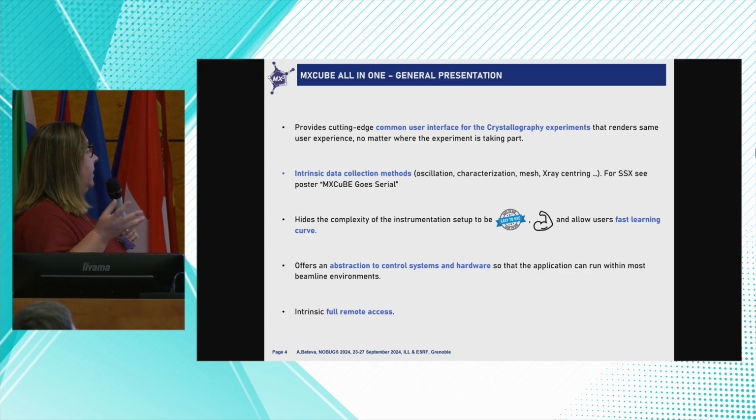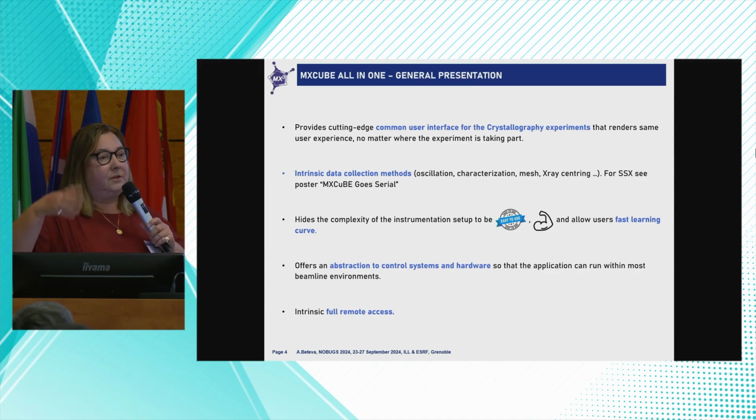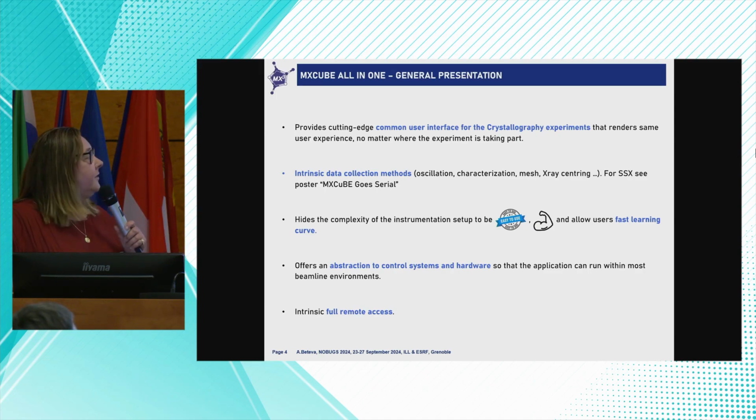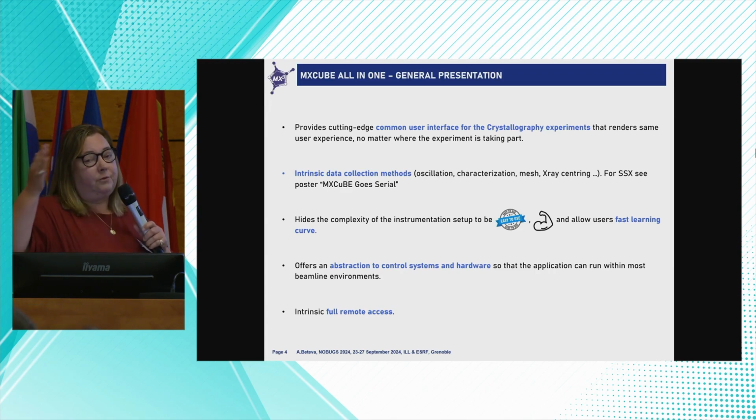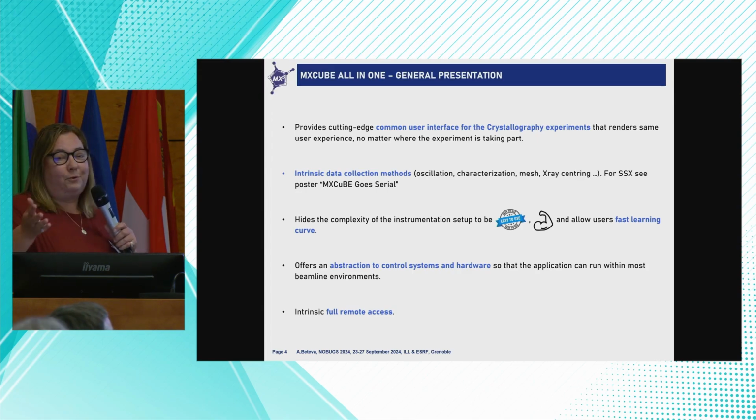So what we need and what we have in MX Cube is something for the users which is easy to use, which is very robust, and we want the users to have a very fast learning curve because we cannot train them so often, and this is a lot of constraints on the local contacts as well. And we also want it, as it goes from one synchrotron to another, to be control system agnostic, because all the different synchrotrons, as we heard today, have different control systems. And what we also want is full remote access.